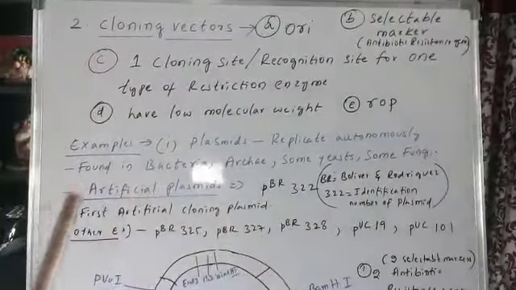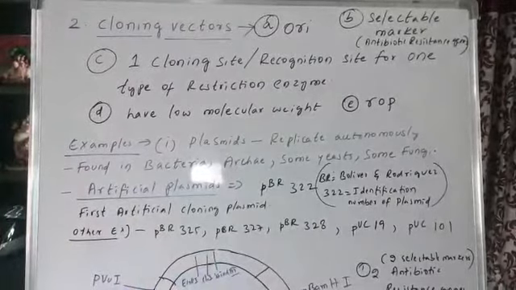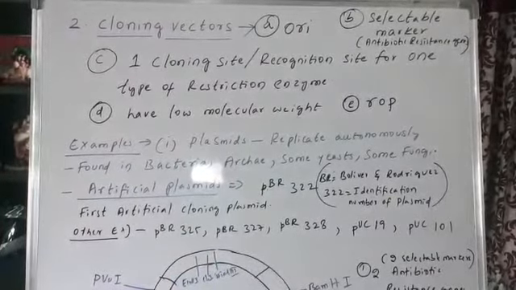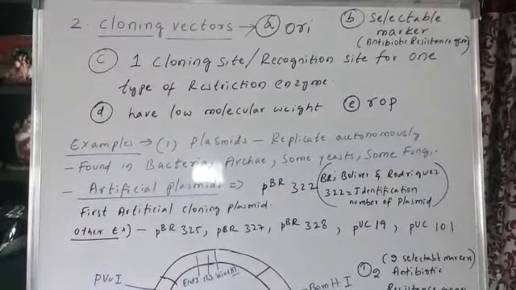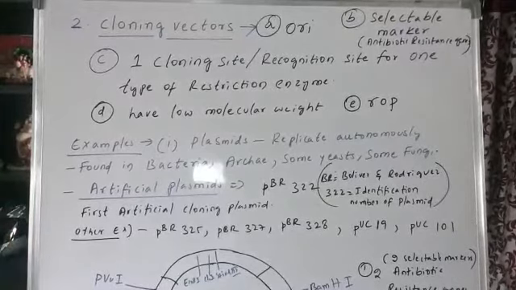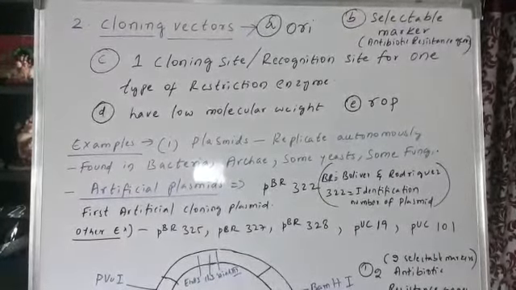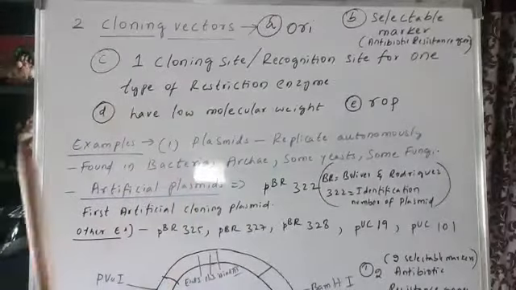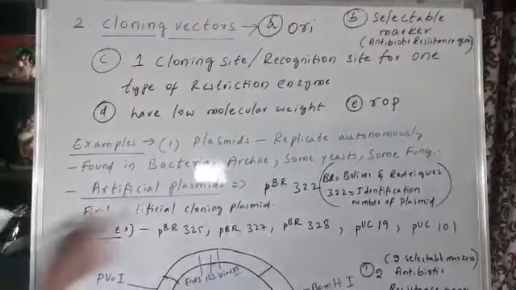Now let's go through some examples of cloning vectors. We have different types of examples like plasmids, cosmids, bacteriophages, YAC and BAC type vectors. All of these we will learn in the next classes. First we will start with plasmids. So the first example of a cloning vector is plasmids.